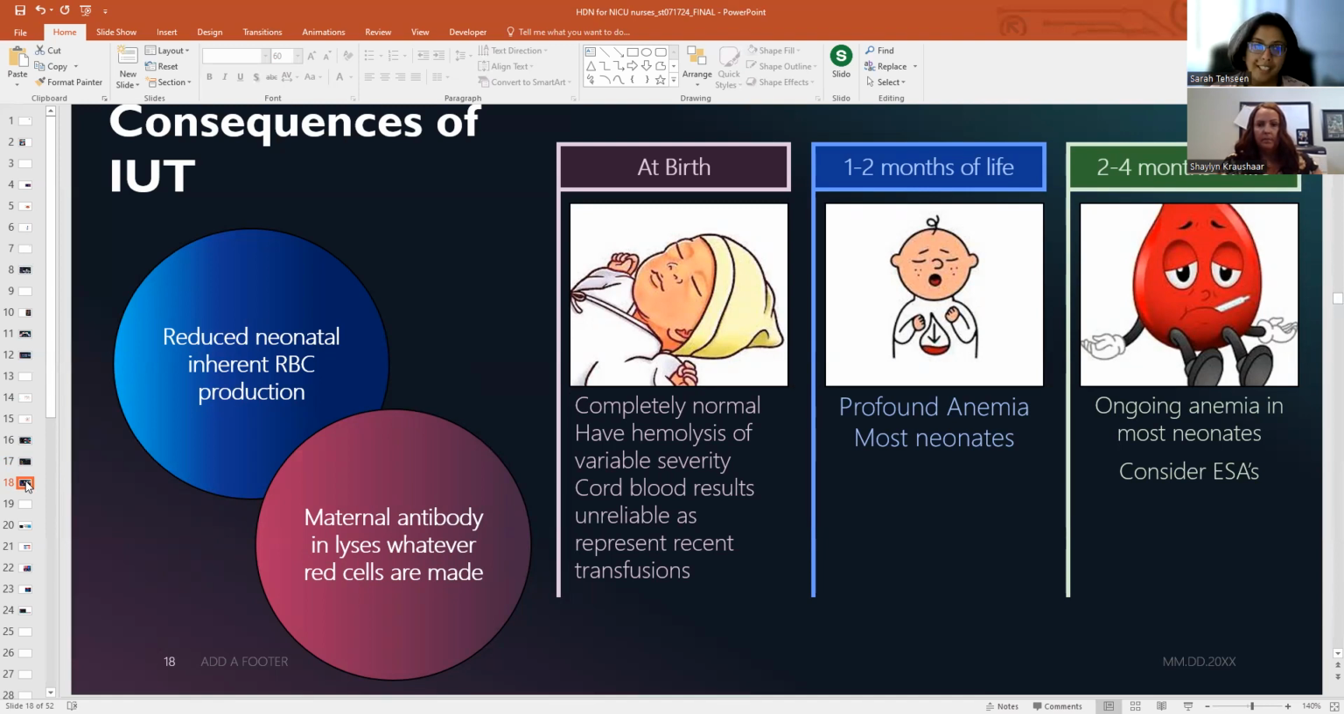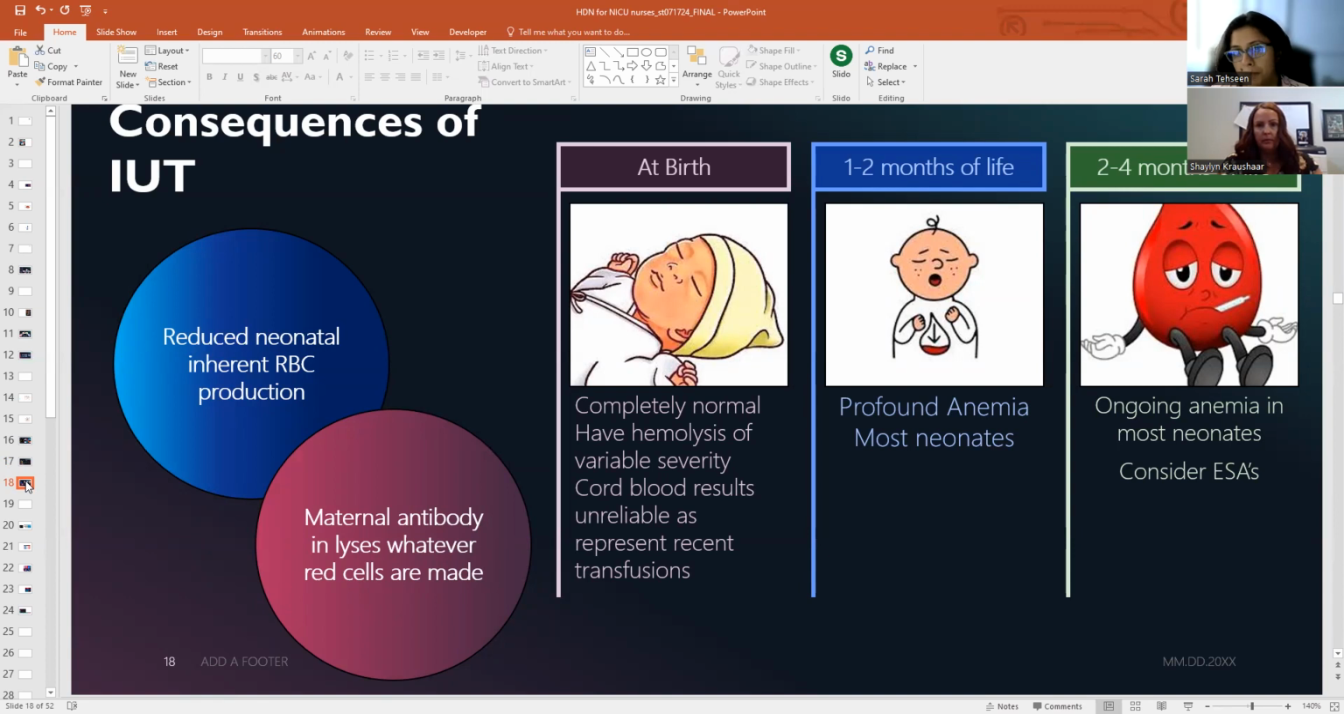But we have done enough genetic testing and all of those things in the prenatal period that we kind of know for sure what we're dealing with. So most of the infants, if untreated, unmonitored, are going to get profound anemia within the first 2 months of life if they have received intrauterine transfusions.